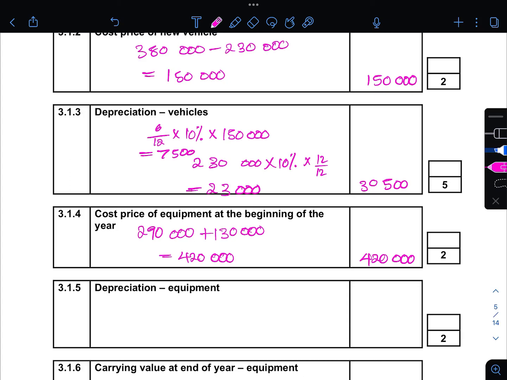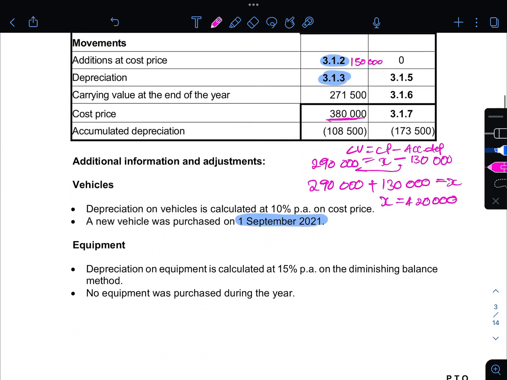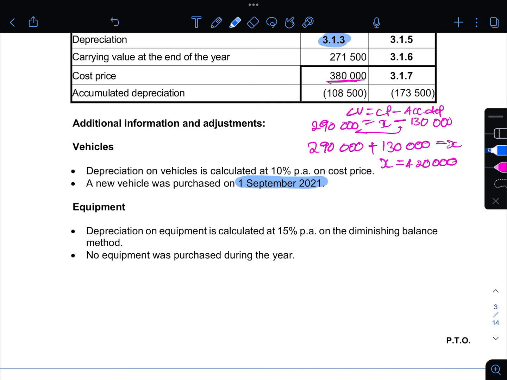420,000. Now 3.1.5, depreciation of equipment. Depreciation of equipment, what do we have in our additional information? Depreciation on equipment is calculated at 15% on the diminishing balance method. No further equipment was purchased during the year. So when they say diminishing balance, it means we calculate depreciation on the carrying value.